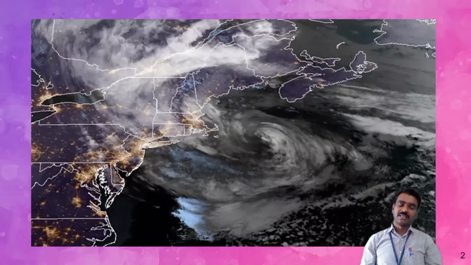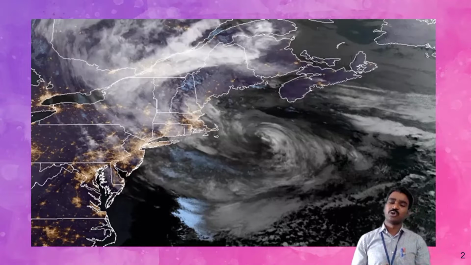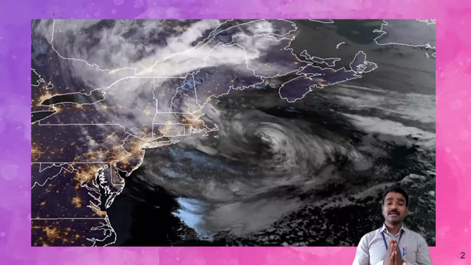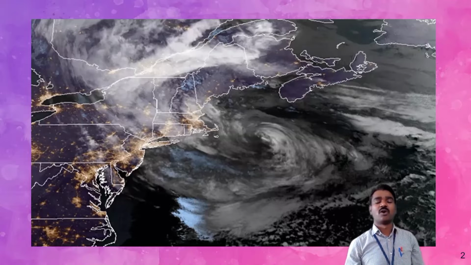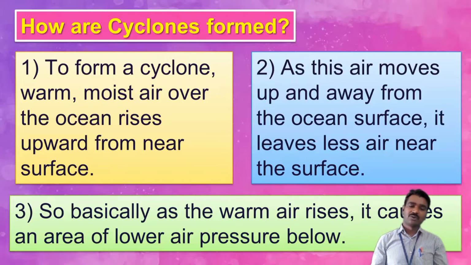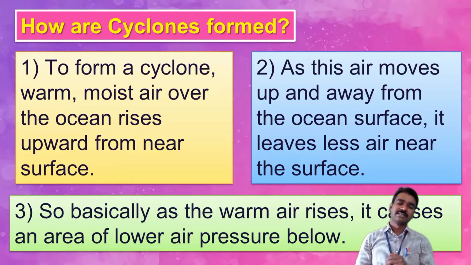So here in the picture, you can see that in the first part of the video, I have told you that the cyclones most probably form over the warm oceans, and after their formation, they move towards the land boundaries such as the coastal areas. So without wasting time, let us go ahead and find out how these cyclones form in detail.